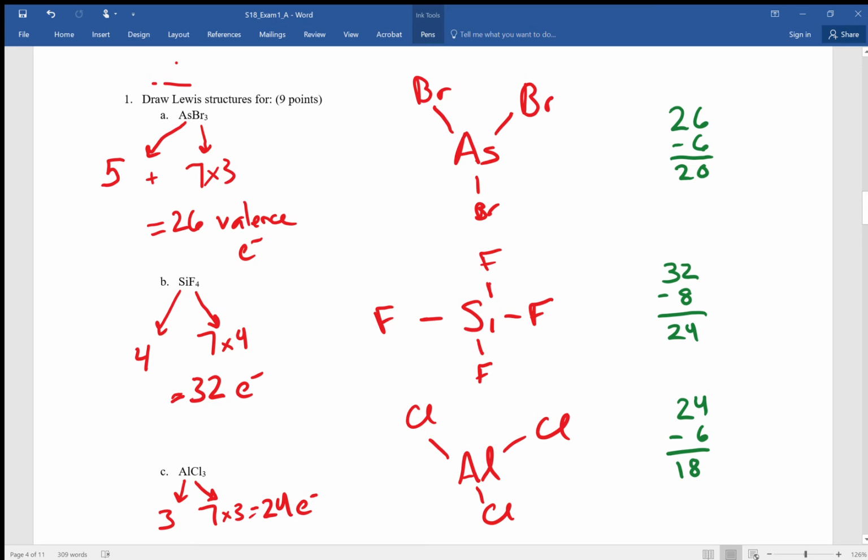Our next step is to draw lone pairs in, and we do this on all of the non-central atoms, and we put as many lone pairs as we need to give each of them an octet. Now in every case, the bromines, the fluorines, and the chlorines all have 2 electrons from the bond, and so they can each use 3 lone pairs. Here we've used now an additional 18 electrons, and we're left with 2.